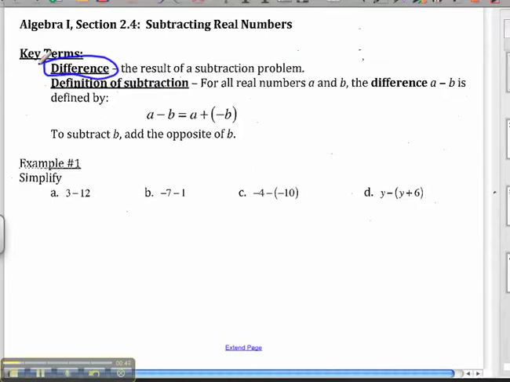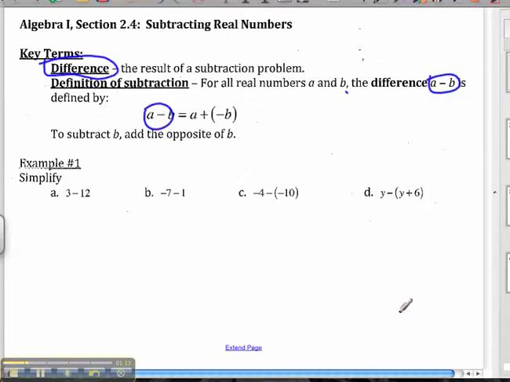For all real numbers a and b, the difference a minus b is defined by a minus b is equal to a plus the opposite of b. There is no subtraction. We just add opposites. So it says underneath, to subtract b, add the opposite of b. All right, fair enough. Let's look at this one right here, a.